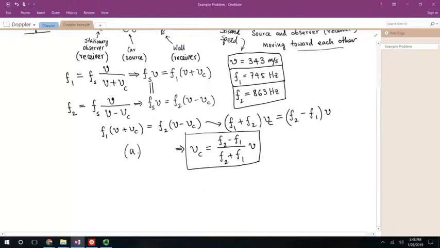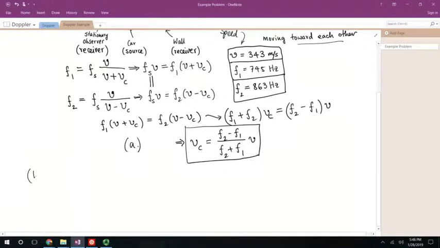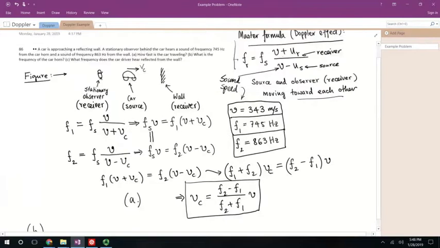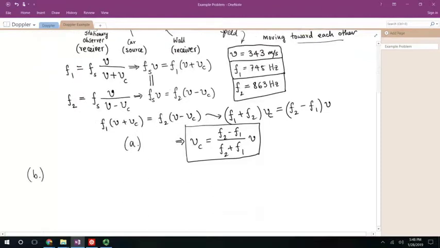Okay, now let's move on and try to solve part B. So for part B, we now want to find Fs, right? What is the frequency of the car horn? So Fs is what we want to find. Okay, so since we want to find Fs, we could just take this formula and plug it back into one of our equations, but I'm going to do it in a slightly different way. I'm going to take these two equations, and from here, last time we eliminated Fs times V, this time we're going to try to eliminate Vc.